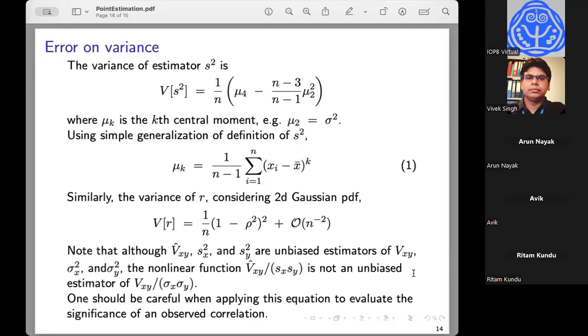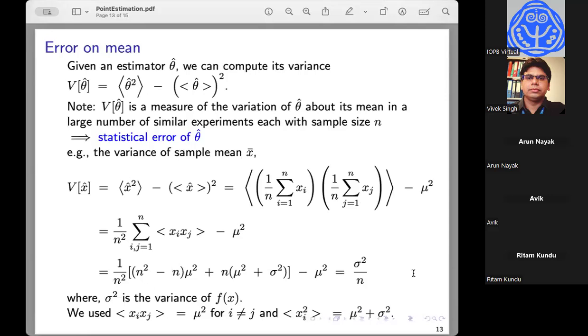Now, similarly, you can write... Sir, you calculated the variance of the estimator, but is it always true that the mean of the estimator will coincide with my actual parameter's value? I mean, there can be a shift also, right? Yeah, there will be a shift. So the point is that in the larger limits, the mean of the estimator coincides with the actual mean, right? Yes, sir.